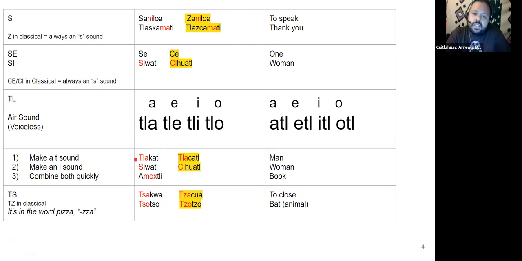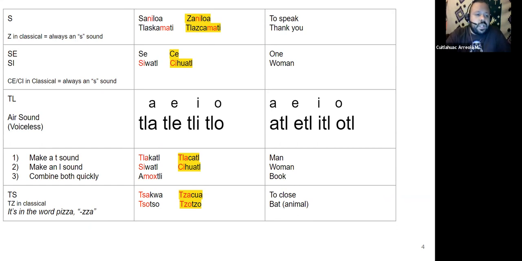So we have tlacat, siwat, amoshtli. Right, as you practice, you'll get it.